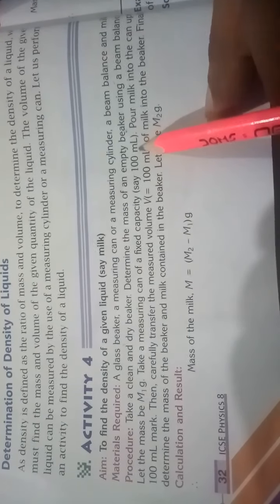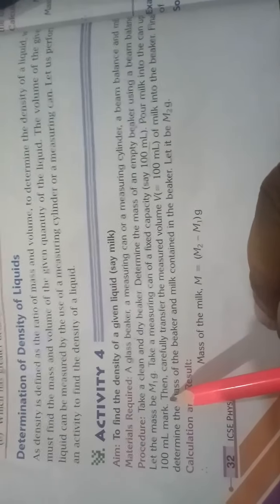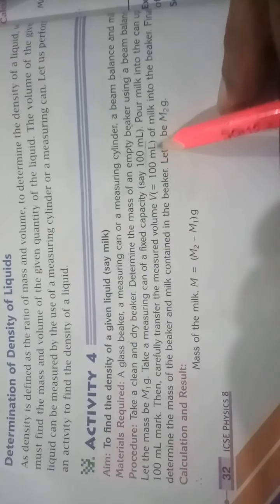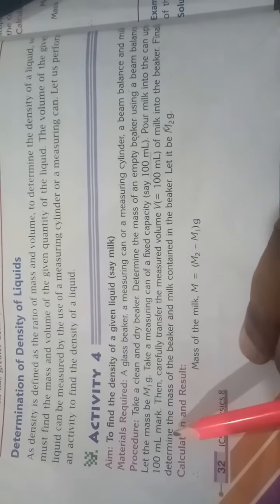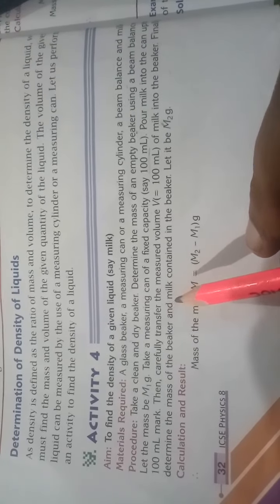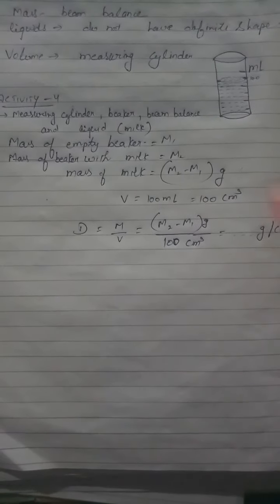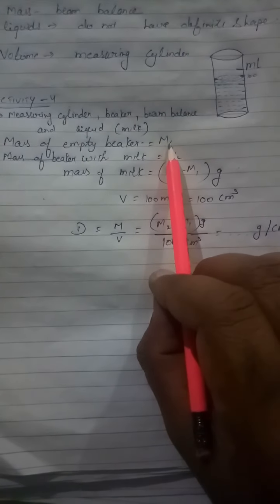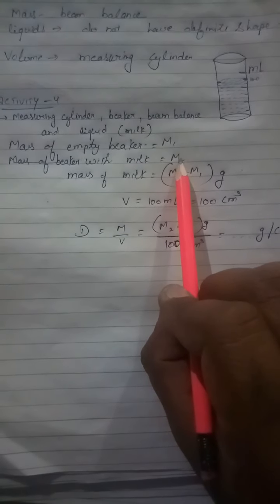Then take a measuring cane of a fixed capacity, say 100 milliliter. This is the volume of the milk, so pour milk into the cane up to the 100 milliliter mark. Then carefully transfer the measured volume, V equal to 100 milliliter of milk, into the beaker. Finally, we determine the mass of the beaker and the milk contained in it, for example m2 gram. So first we determined the mass of the empty beaker, m1 gram, then the mass of the beaker with the milk, m2 gram.